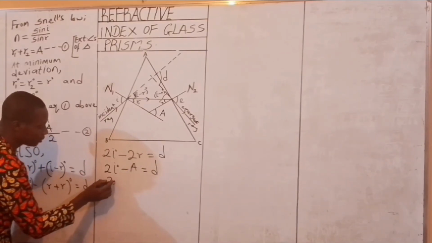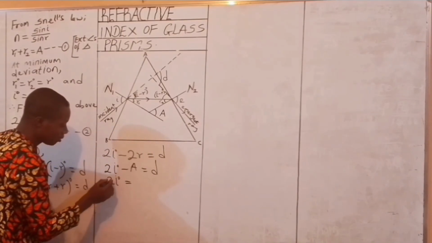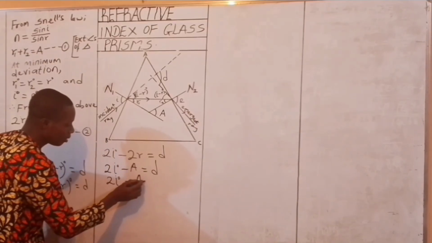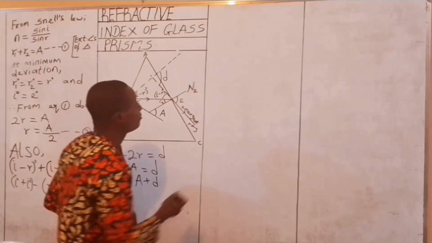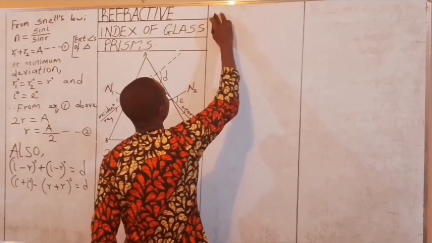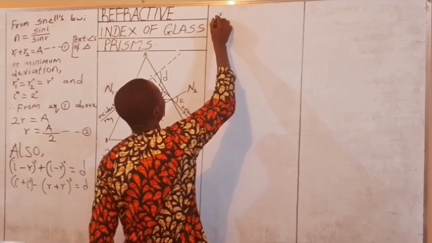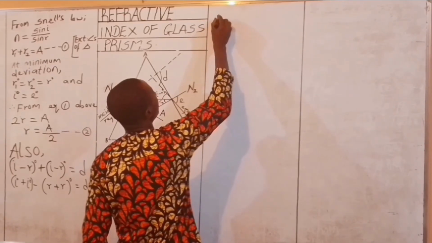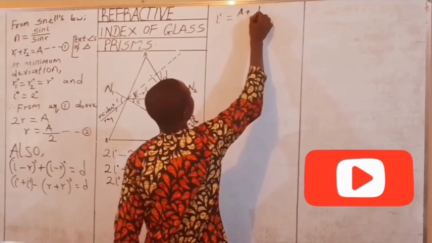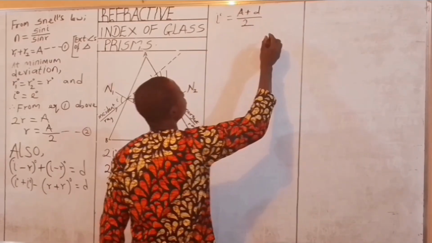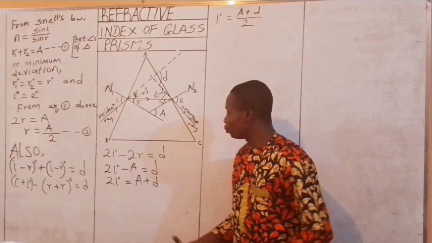We can also write that 2i, 2 angle i equals A plus D. Then finally, if you divide both sides by 2, you have i equals A plus D over 2. That's what we are getting after dividing both sides by 2.